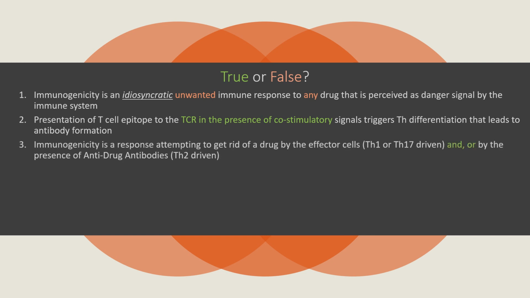Immunogenicity is a response attempting to get rid of a drug by the effector cells, Th1 or Th17 driven, or by the presence of anti-drug antibodies, which is Th2 driven. This is true. So the immunogenicity is not solely anti-drug antibody formation. In some cases, we could have activation of macrophages or neutrophils or eosinophils that will be driving a cellular immunogenic response in the absence of anti-drug antibodies.